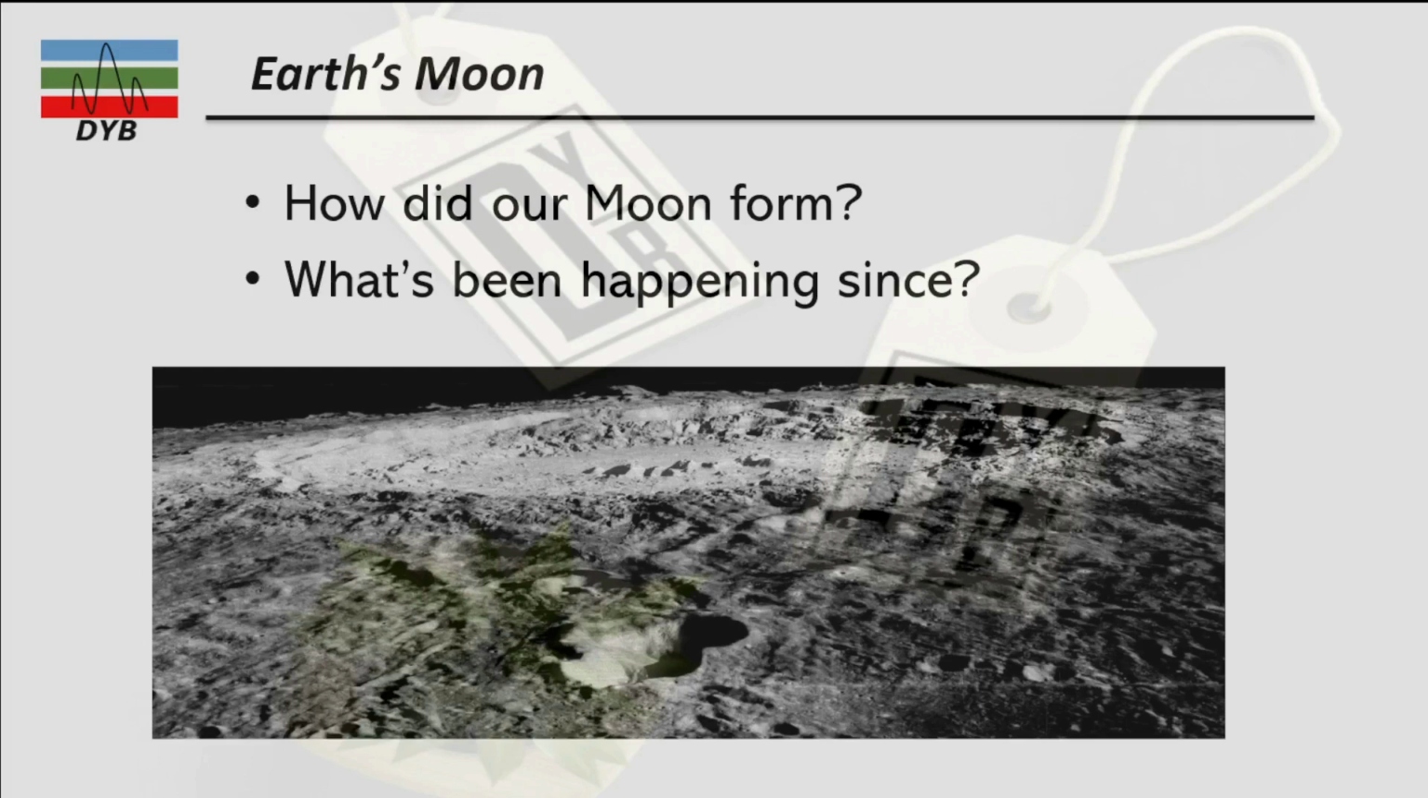Obviously we are thinking about how our moon formed. There are some theories which have been given, and we are going to discuss them as well. What has been happening so far? I mean the formation of the universe, the solar system, and the formation of the moon. We are going to discuss each and every thing.